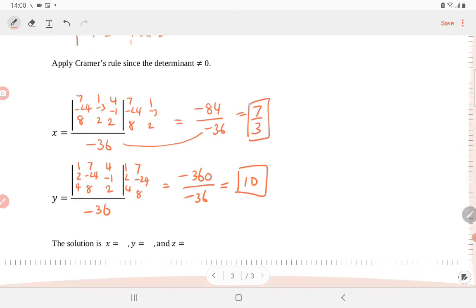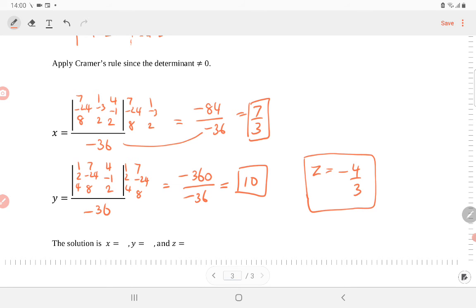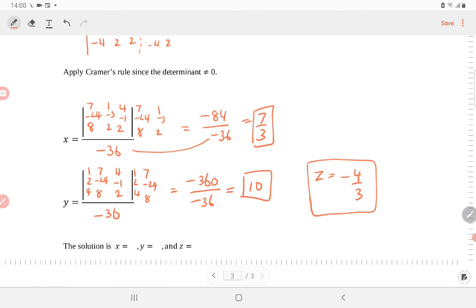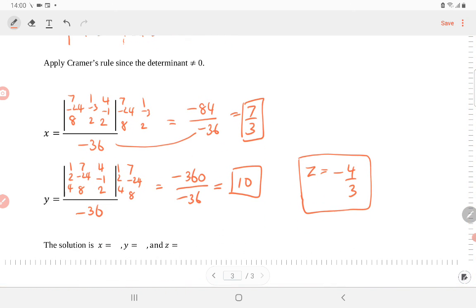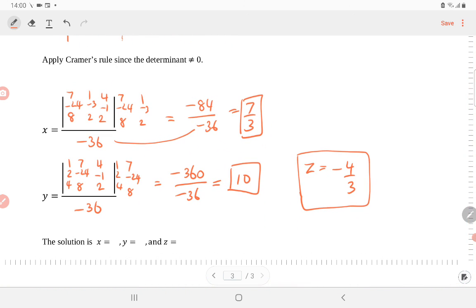And when you do that again for z, just repeat the same procedure. You should get minus 4 on 3 when you do z. So those are your three solutions. x is 7 on 3, y is 10, and z is minus 4 on 3. So try the questions in the worksheet, see how they go.